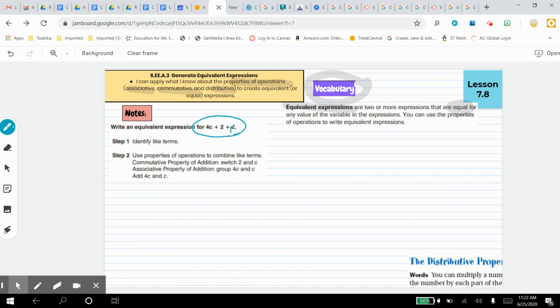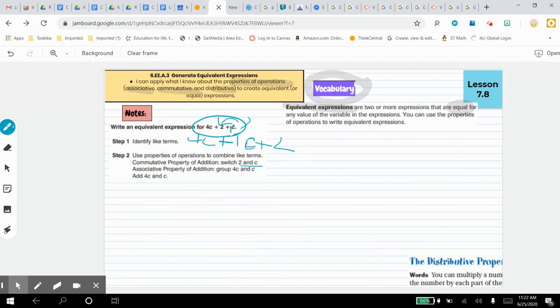It's like putting a 1 in front of it. First of all, we're going to take the commutative property of addition, and we're going to switch the 2 and the c. So switch these two around, and you end up with 4c plus 1c plus the 2.